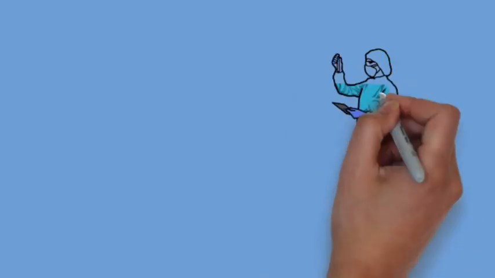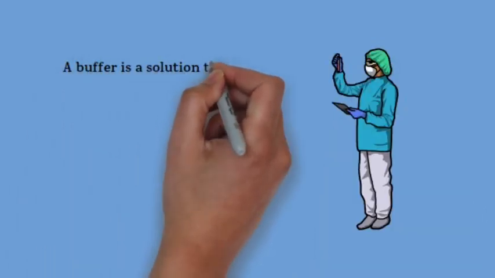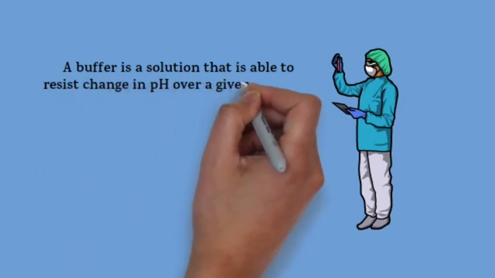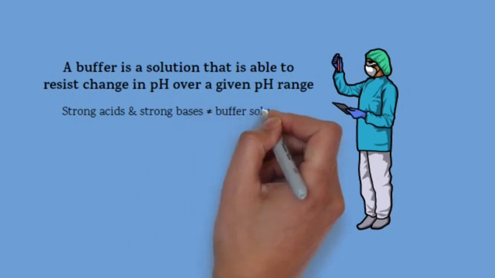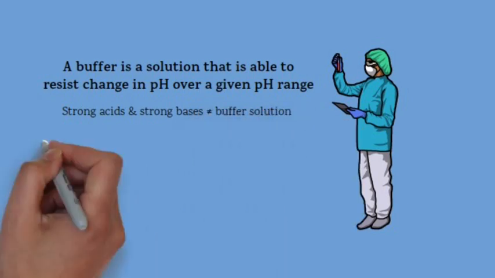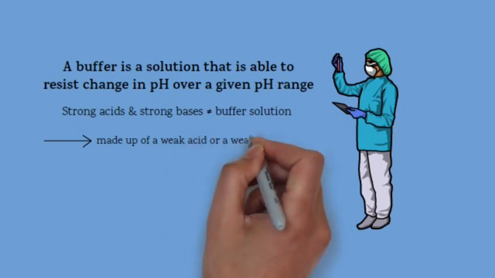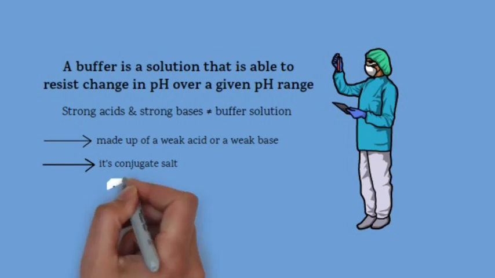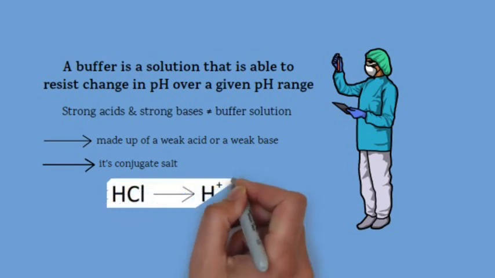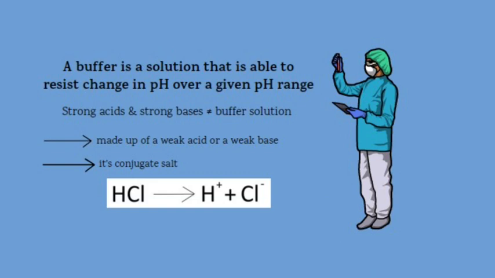Now let's see what this means for buffers. A buffer is a solution that is able to resist a change in pH over a given pH range. Now let's talk about why strong acids and also strong bases cannot be used to make a buffer solution. Buffers are made up of a weak acid or a weak base, and also their conjugate salts. So why can't HCl, which as we have explored is a strong acid, be used as a buffer? Well, because it is all about how far it goes to dissociation. A strong acid will fully dissociate, meanwhile, a weak acid will only partially dissociate.